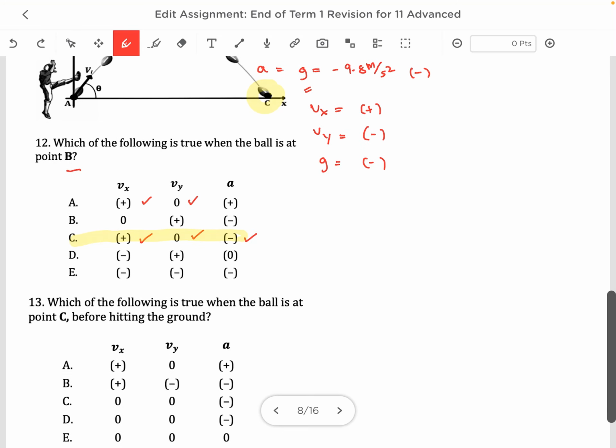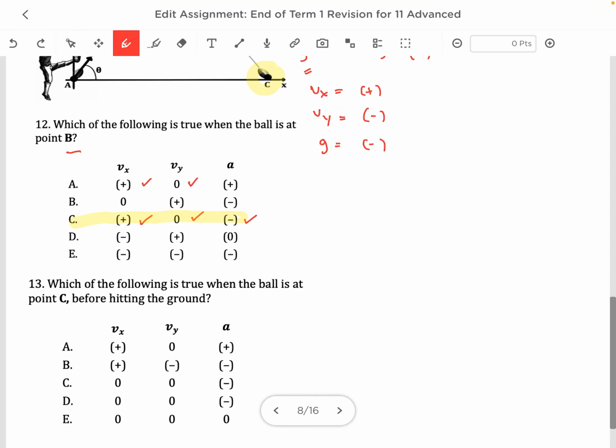So let's look for those signs. Positive Vx, Vy should be negative, and acceleration should be negative. So therefore, the correct answer is option B.